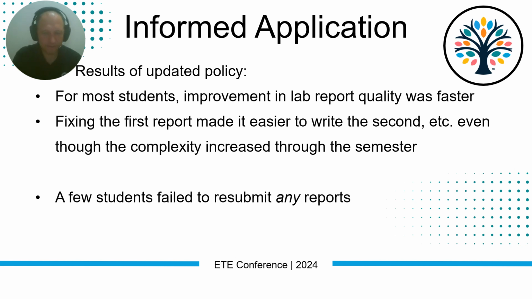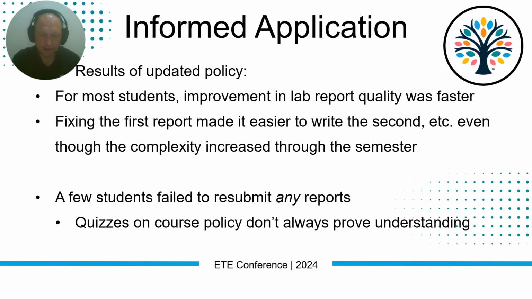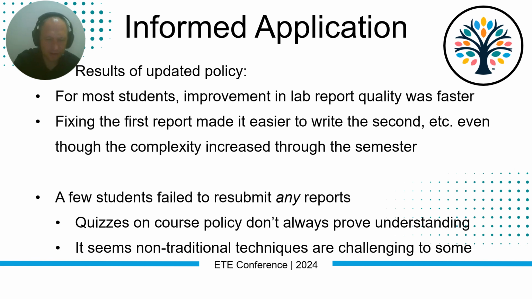There were a few students that failed to resubmit any of the reports, and I don't know why. All I can say is that a quiz and course policy doesn't always prove an understanding of that policy. I've had students get perfect scores on that quiz and then disavow all knowledge of one of the course policies. And so it's like, all right, well, you violated this course policy, so you've had an academic integrity violation report filed on you. You say you have no idea, have no knowledge of this, so who took the quiz for you? Let's file another report.